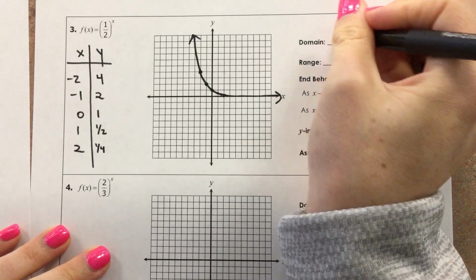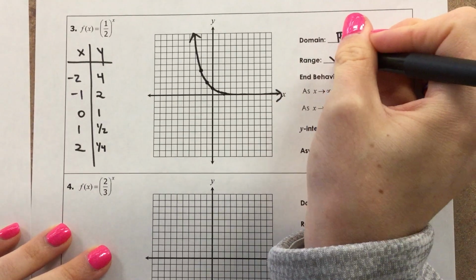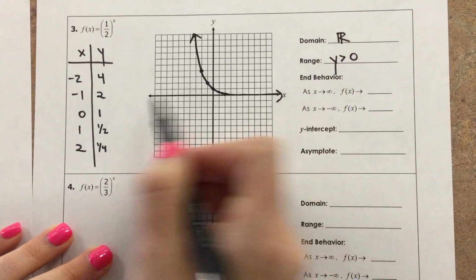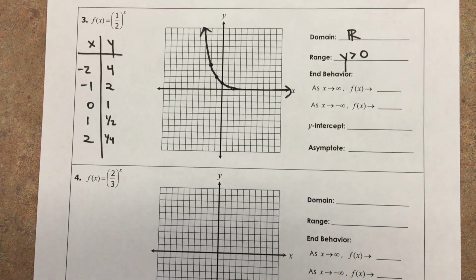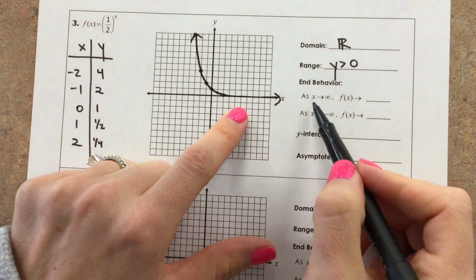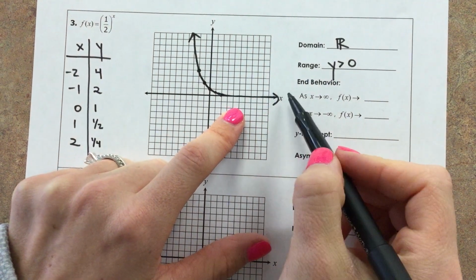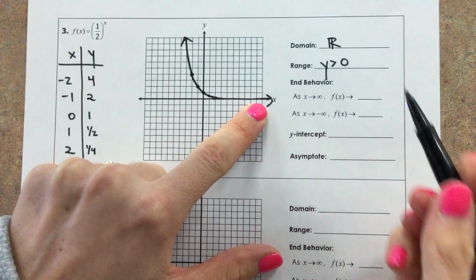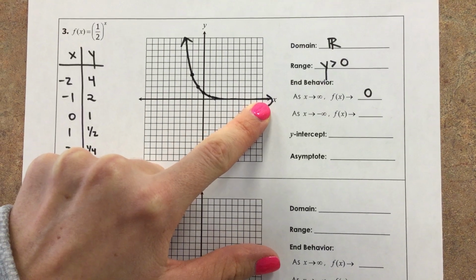So domain is still all reals because I can plug in anything I want. Range is still y is greater than or equal to 0. So you have this kind of boundary right here. This is what's going to swap, the end behavior, when I'm dealing with decay instead of growth. This time, as x approaches infinity, so remember that's the right edge of the graph, as I move off to the right, now this one is just dragging along at a value of 0. So it swaps from what I had on the front page.